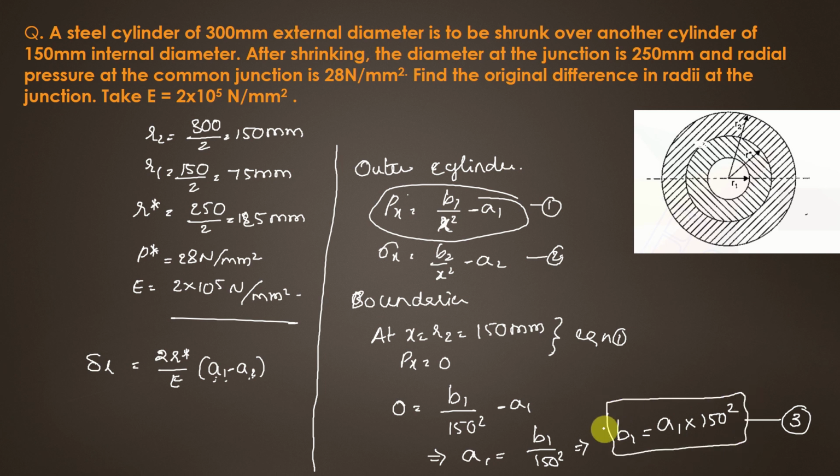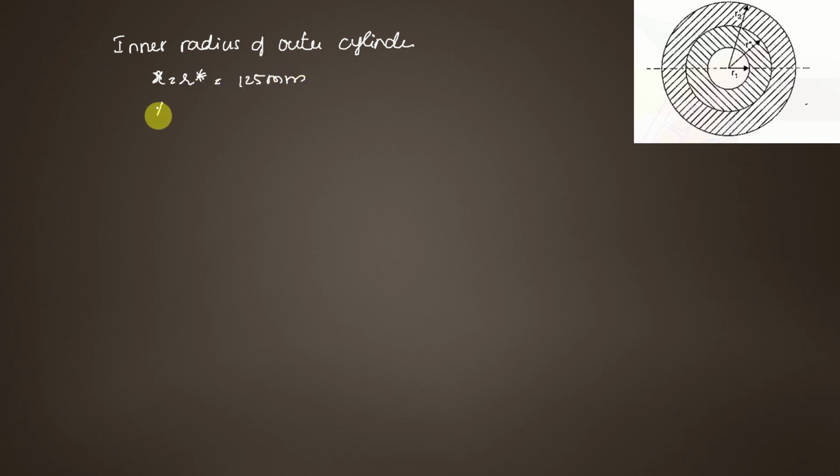One boundary is over. Now we have to find the other boundary, the inner radius of the outer cylinder. What happens at the inner radius? X is equal to R star, which is given in the question as 125 mm. And Px is equal to P star, which is given in the question as 28 Newton per mm square.